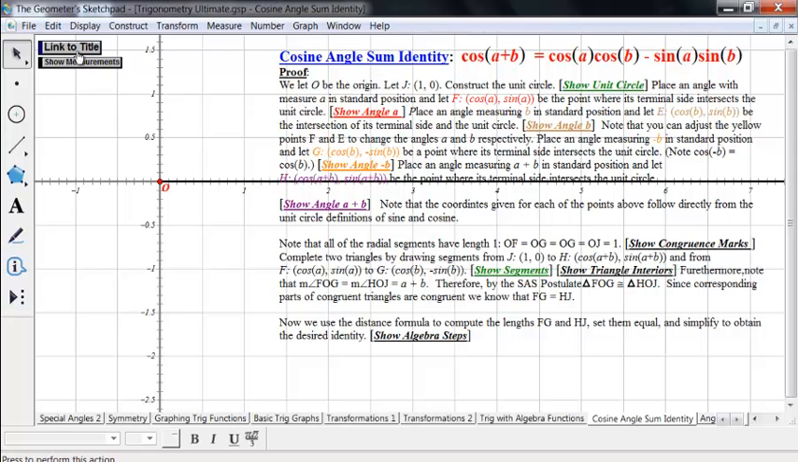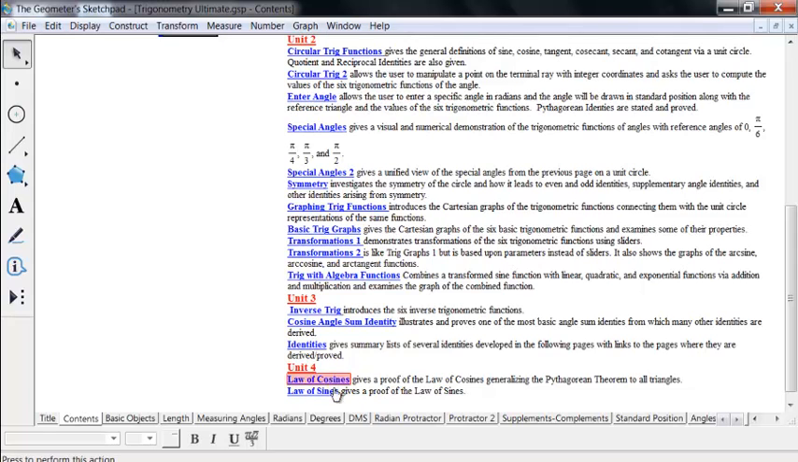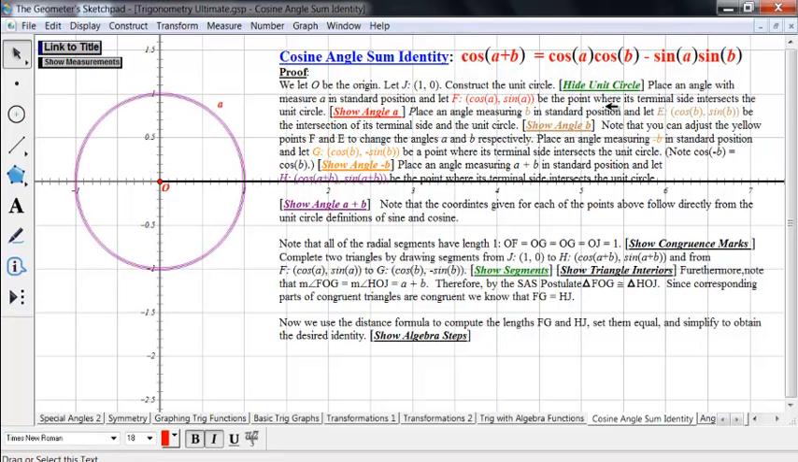We're going to be using my sketch Trigonometry Ultimate, and the page we're on is called Cosine Angle Sum Identity, which is this page. So here goes the proof. We start with the coordinate system. Let O be the origin. Let J be the point 1, 0 right here, and we're going to construct the unit circle. So the unit circle is going to go through point J at 1, 0.